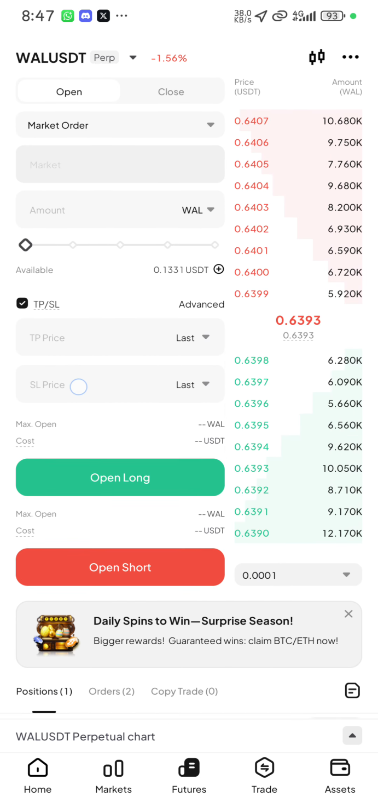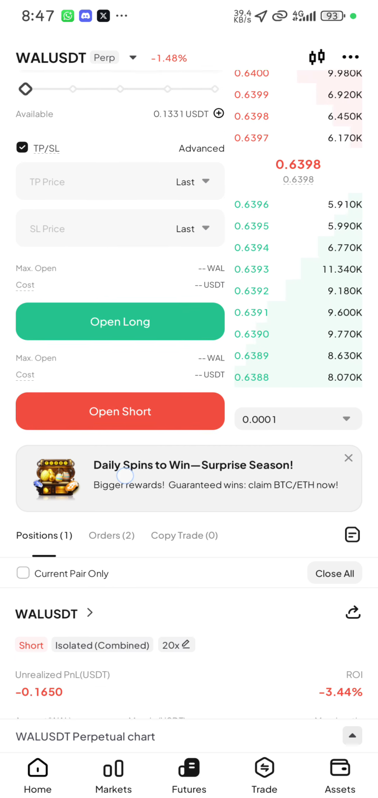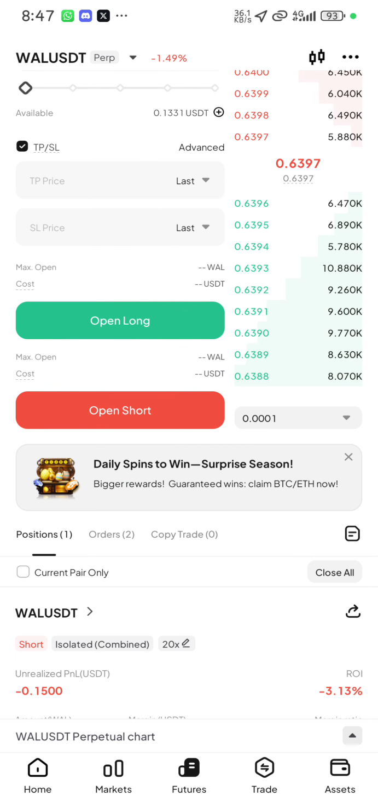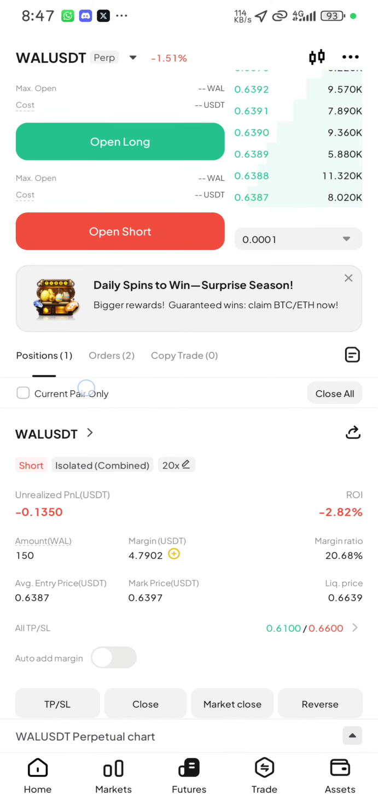I'm still waiting for this thing to hit back because I know it will soon go back to that 0.6387. So I'll close the trade then because I don't want to enter this trade. I need to do a deeper analysis first before I enter this trade, because the one I set up before, the one I was using to do this tutorial, is still hovering around that price, and it actually hit take profit one, but I did not close the trade then.